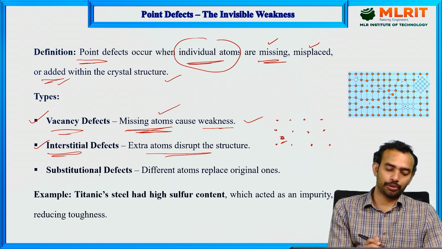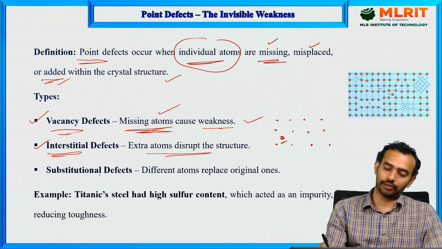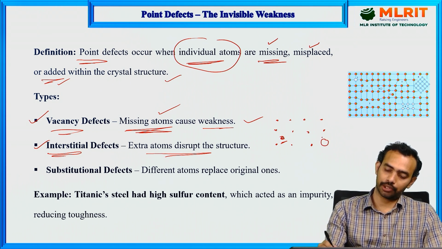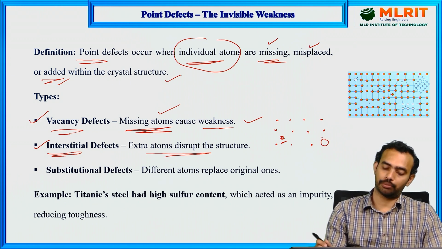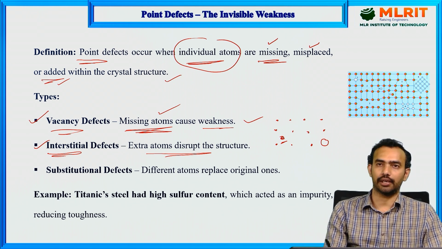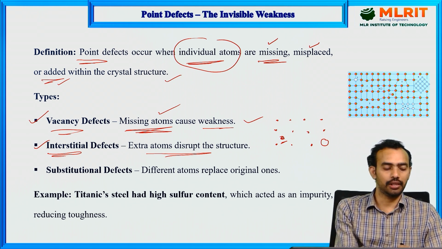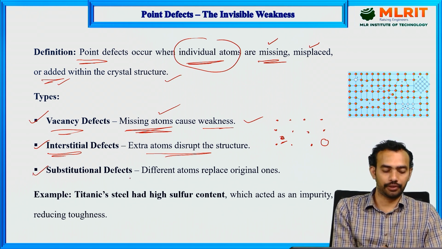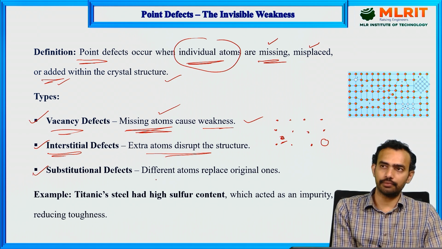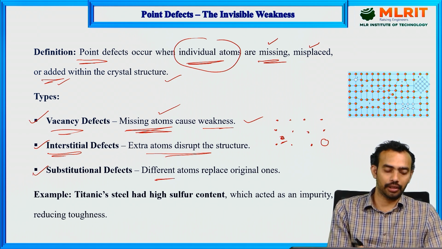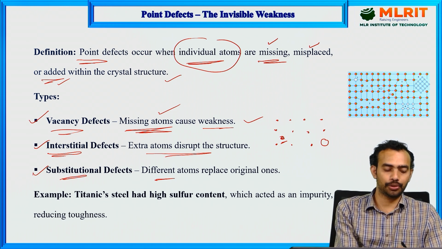Then substitutional. In the place of the original atom, a different atom occupies the regular position of the atom. Such defects are called substitutional. In the place of one regular atom, another atom will be situated in that position. So these are called substitutional defects.